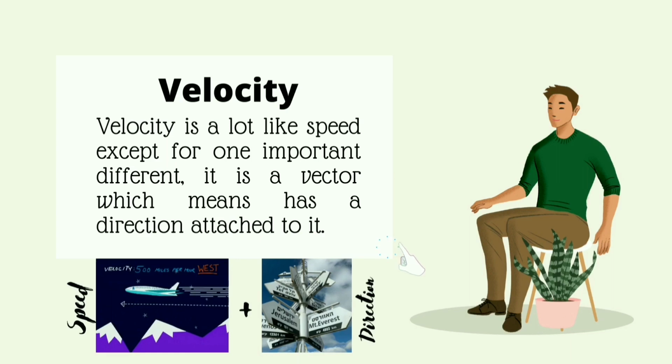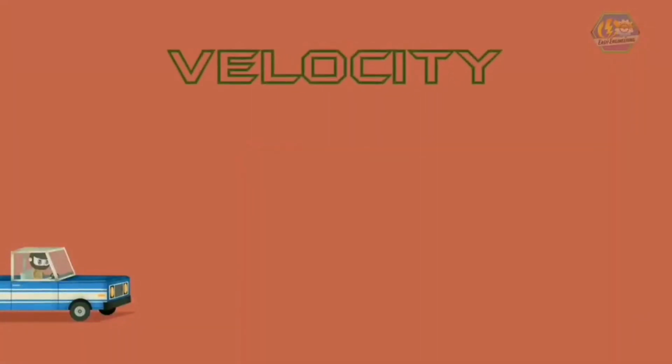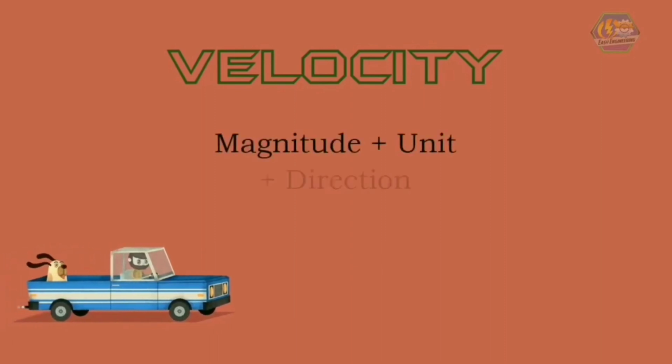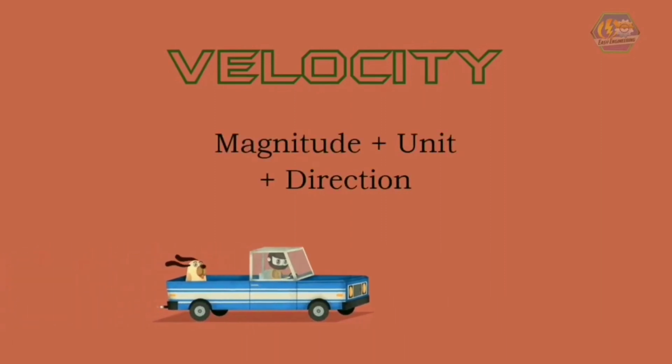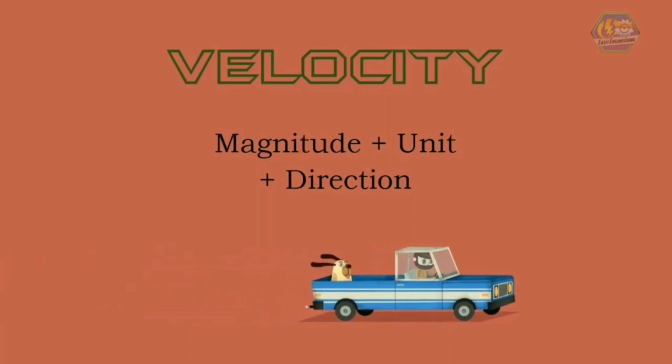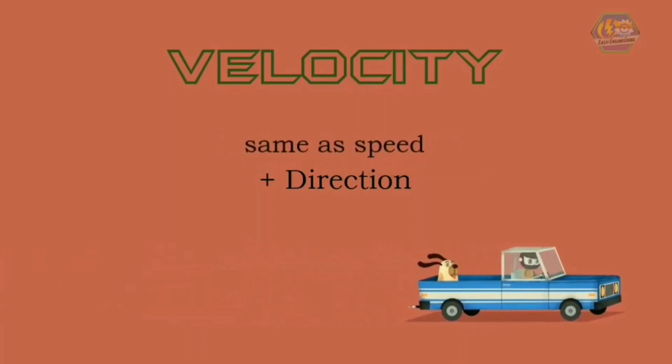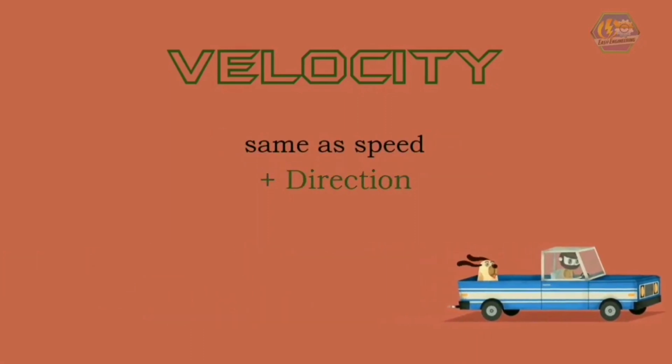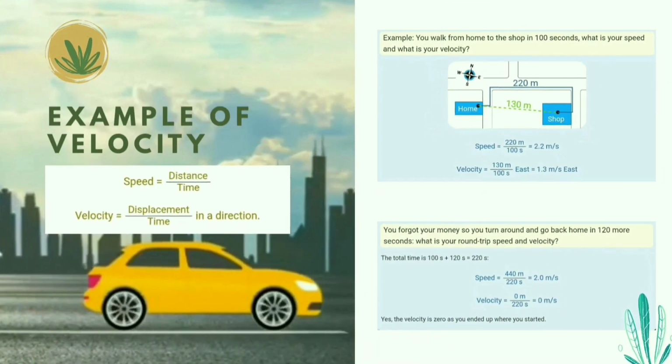Velocity is a lot like speed, except for one important difference. It is a vector, which means it has a direction attached to it. Velocity is a vector quantity which is composed of a magnitude, a unit, and a direction. The SI unit is meter per second, same as speed but with the direction. Now look at an example of velocity.